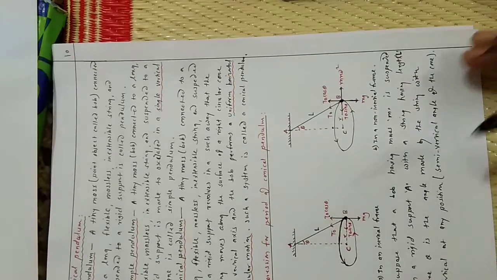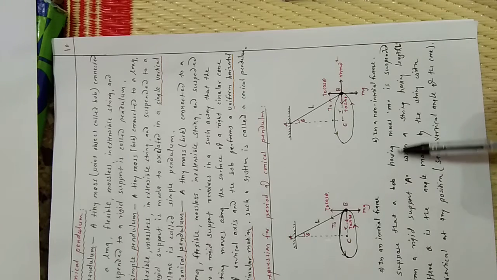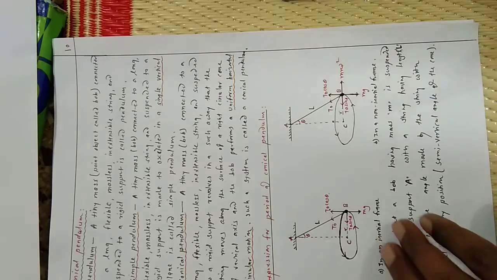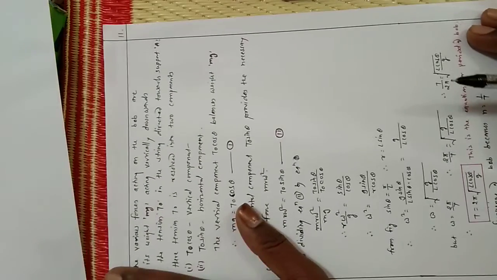Now see the theory part of this article. Suppose that the bob having mass m is suspended from the rigid support A with a string having length L. Here theta is the angle made by the string with the vertical at any position, that is the semi-vertical angle of the cone. Now see the mathematical part.